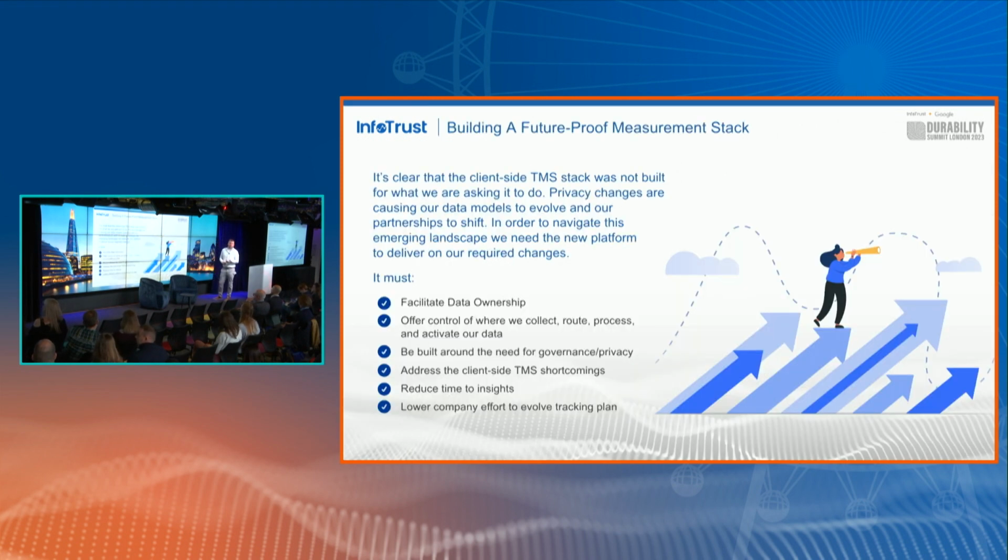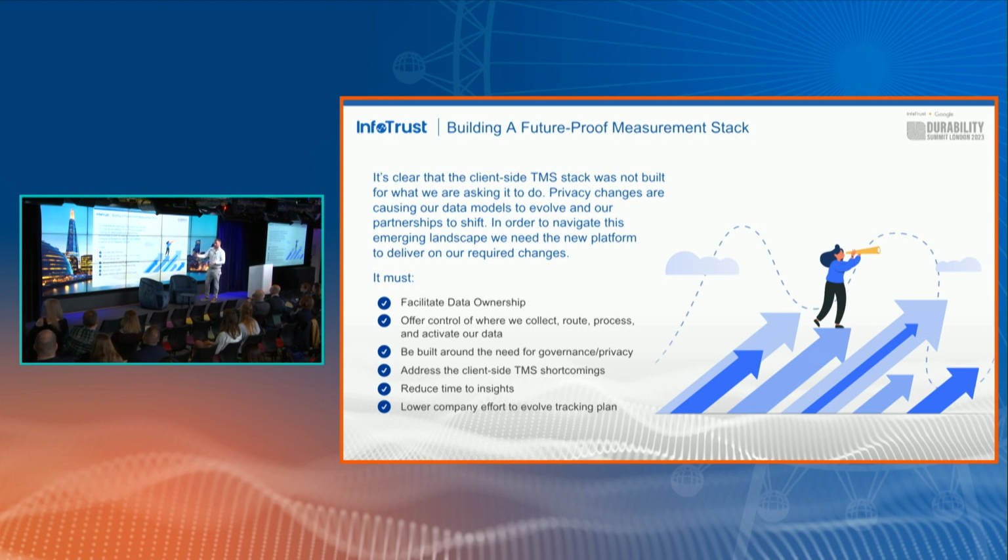We need this new system to facilitate data ownership, offer control of where we collect, route, and process. So if we have to change data en route, we need that control. We can't say the platform doesn't support it. Jaime's got to go to legal and say, we can't use this platform because it doesn't do the thing that we need it to do. Do you want to have the handcuffs on, or do you want to control?